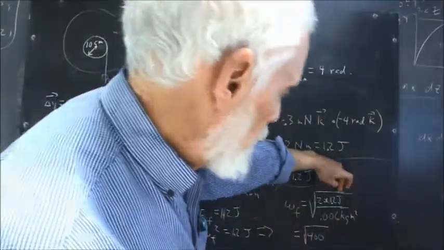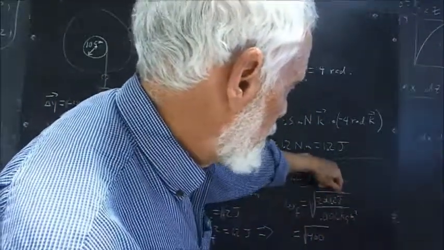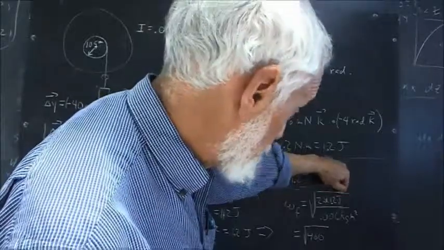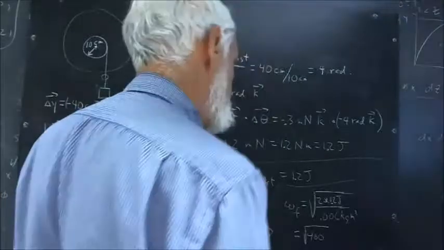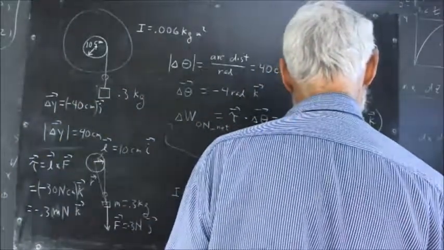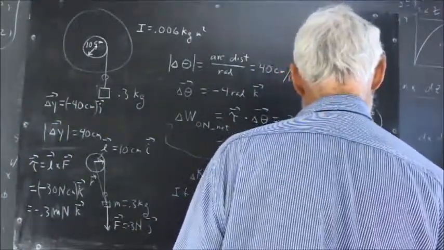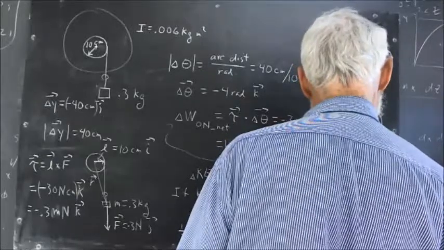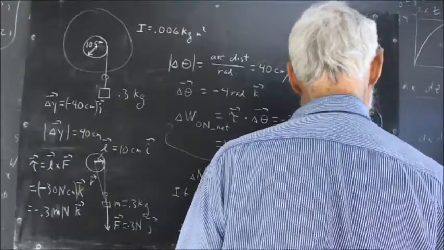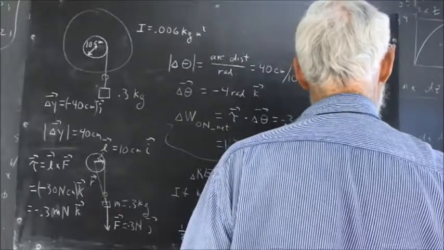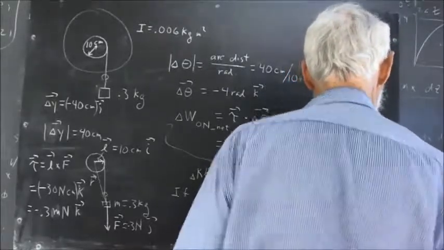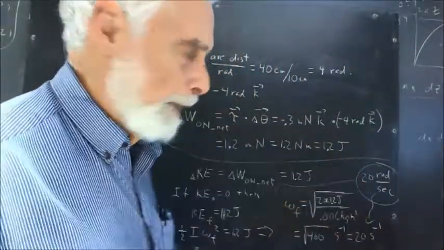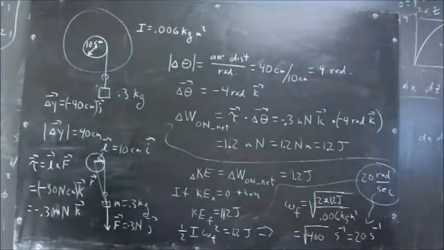The units, joules over kilograms, that's kilogram meters squared per second squared over kilogram meters squared. You get a reciprocal second squared, which gives you a second to the negative 1, gives you 20 seconds to the negative 1, which is 20 radians per second. I'll explain that in a minute. I'm going to pause the video for a minute here and see what's not computing.